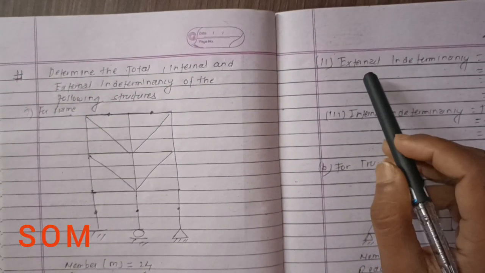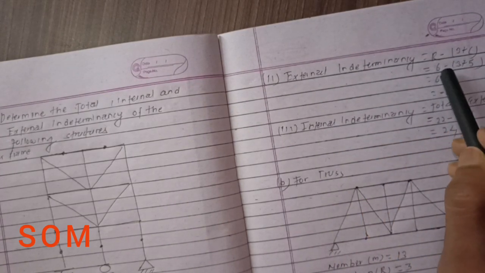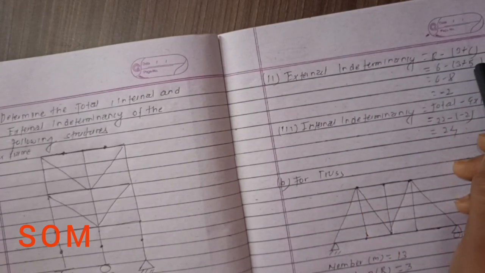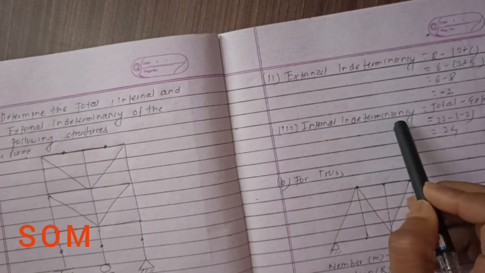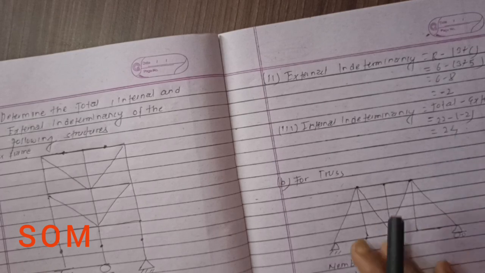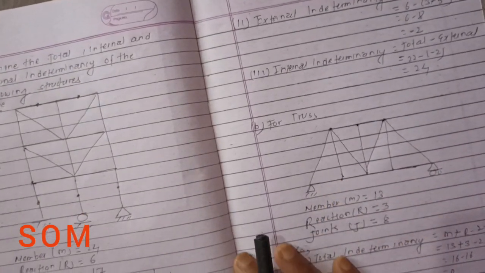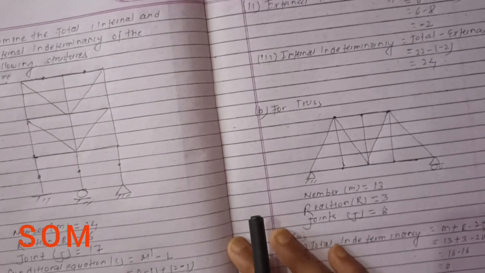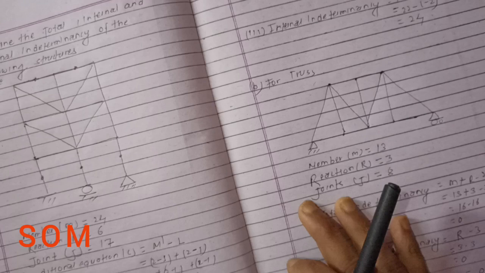Similarly, in the case of external indeterminacy, there is r minus 3 plus c. So r is reaction, and c is the conditional equation. Doing this, we get minus 2. Internal indeterminacy is simply total minus external, which is equal to 24. I hope you understand for the frame. Now let's see it in the case of a truss.